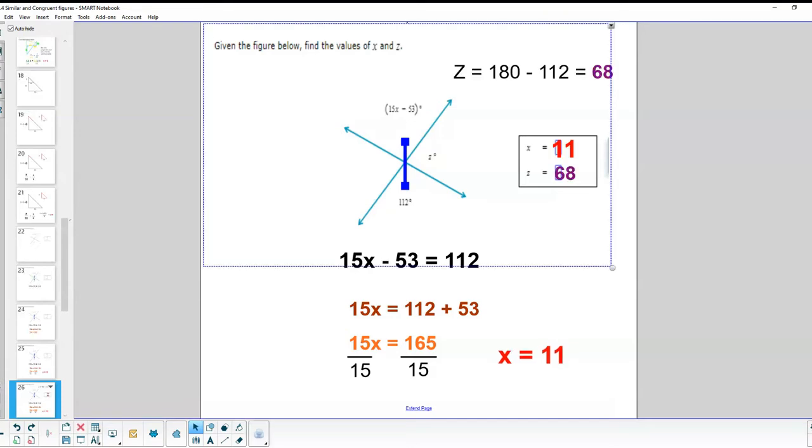Well, what about the z value? Well, on the z value, we notice that z plus 112 equals this 180-degree angle. So if we do 180 minus 112, we end up with a z angle of 68 degrees, and so there's our total right there. 11 and 68.